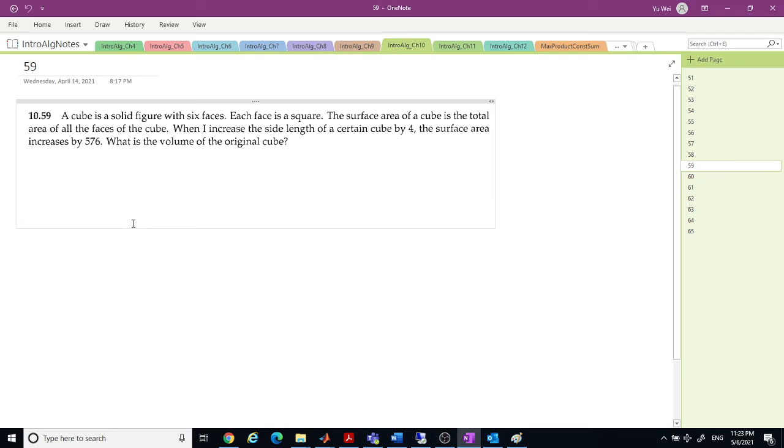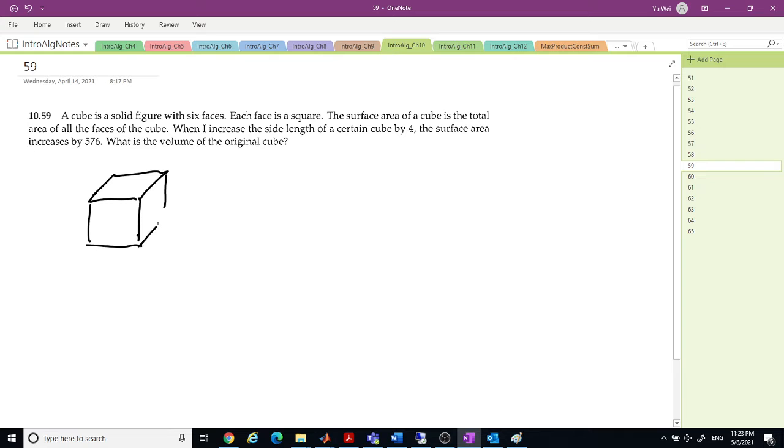Okay, so let's move on to the next problem. A cube is a solid figure with 6 faces. This is the cube, right? The 6 faces, and each face has an opposite face. This is 1 pair, 2 pairs, 3 pairs, 6 faces, and each one is a square.